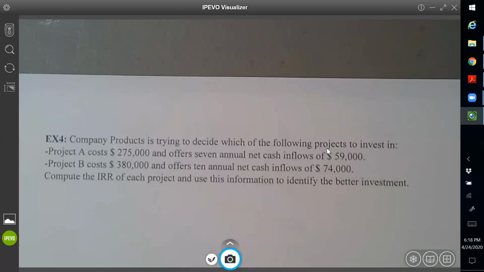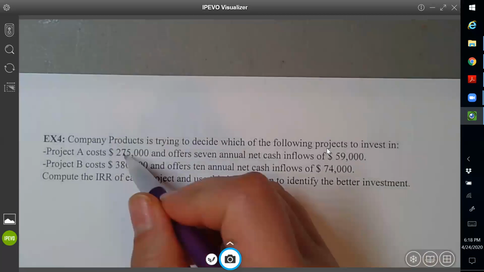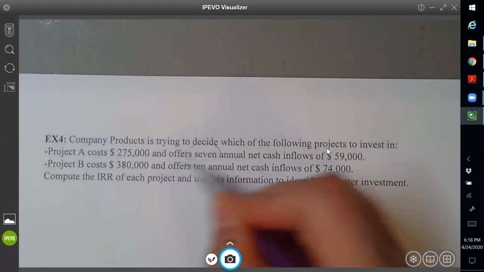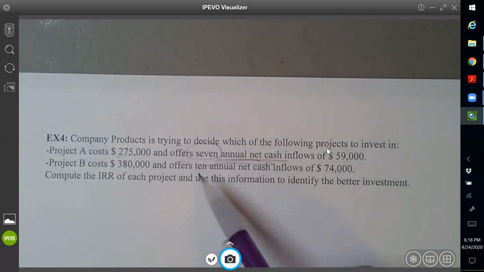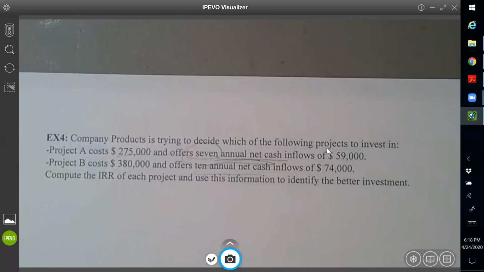So let's look at this one. The company is trying to decide which project to invest in. We go with a higher IRR, right? Project A costs this, and then offers 7 annual net cash inflows. Annual net cash inflow. What word do you hear? Annuity, right? Project B costs this and offers 10 annual inflows of this much. Compute the IRR for each project and then identify which one is better.